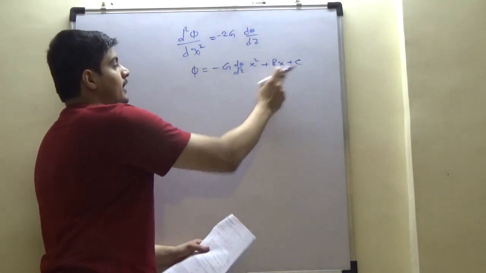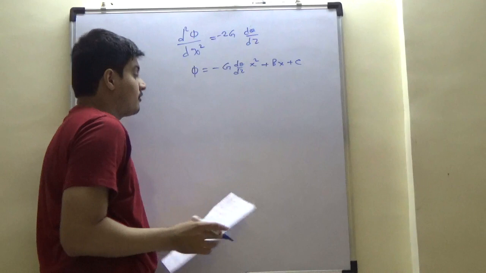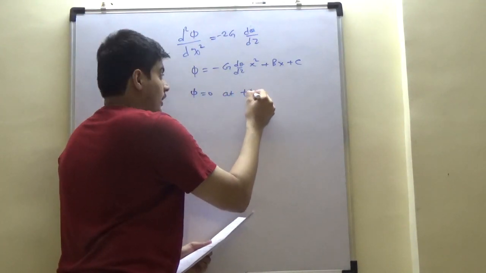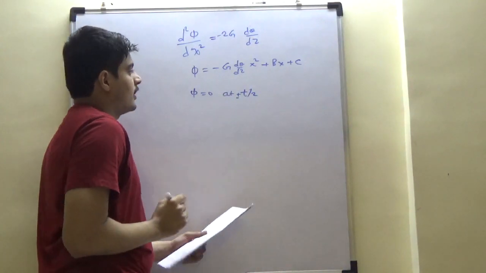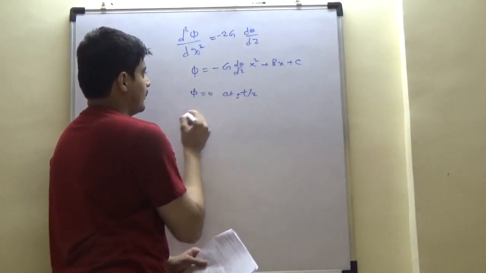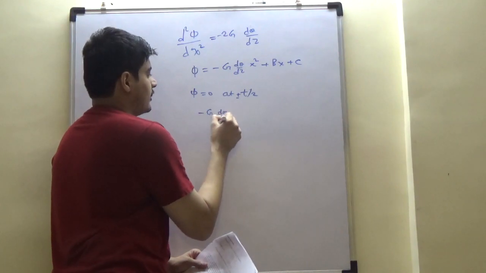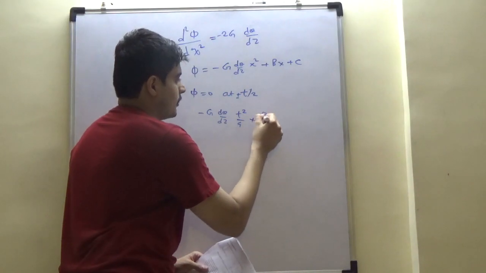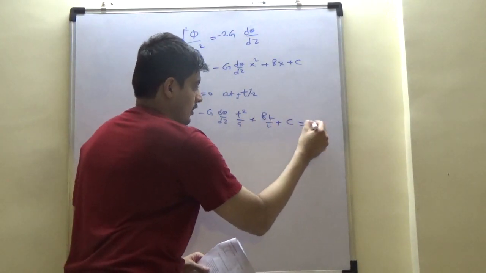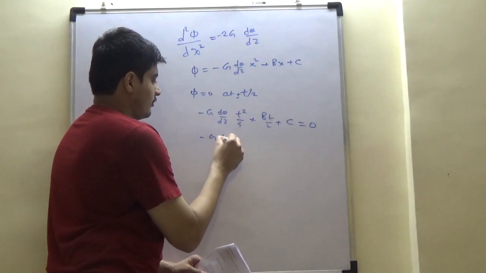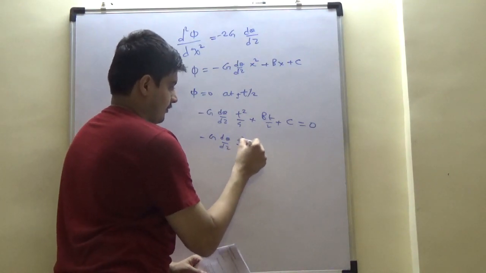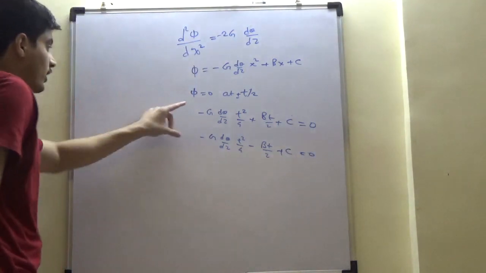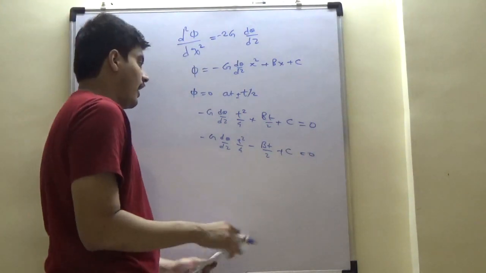We have to now find b and c such that the boundary conditions can be satisfied. Now phi is equal to 0 at x equals plus or minus t by 2. If I substitute this, then minus g d theta by dz t square upon 4 plus bt by 2 plus c equal to 0. Two unknowns, two equations.